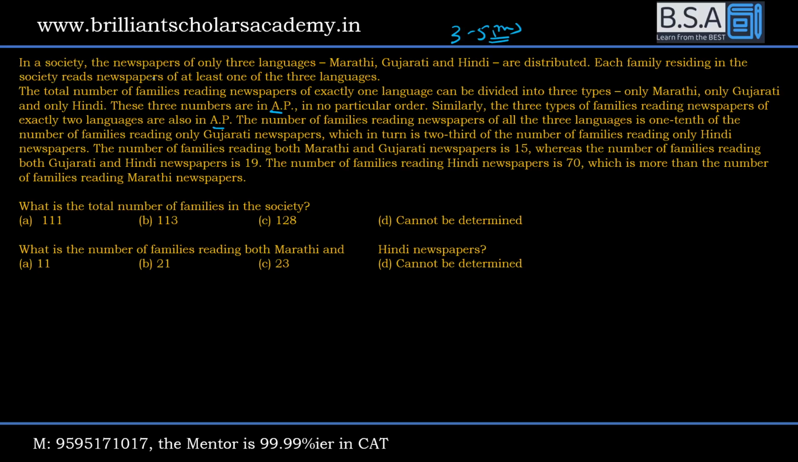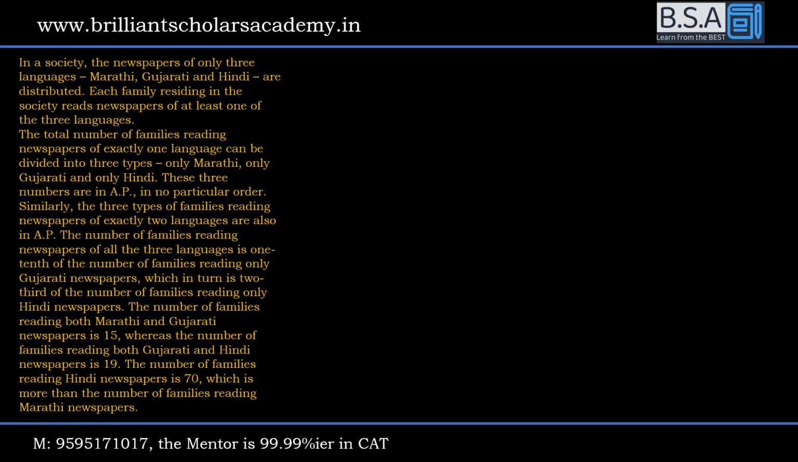In a society, the newspapers of only three languages, Marathi, Gujarati, Hindi, are distributed. Each family residing in the society reads newspapers of at least one of the three languages. So if you live in the society, you must read newspaper of at least one of the languages. Total number of families reading newspapers of exactly one language can be divided into three types: only Marathi, only Gujarati, only Hindi. These three numbers are in AP.